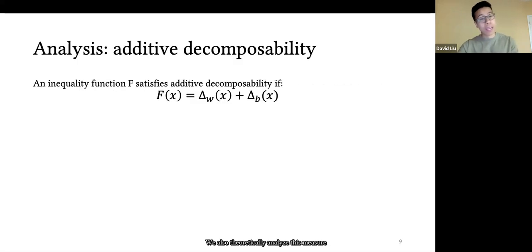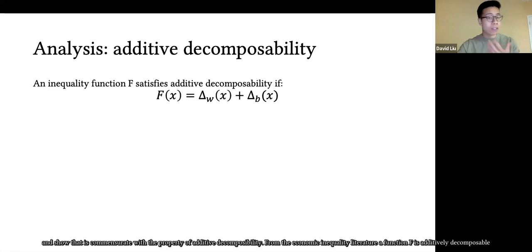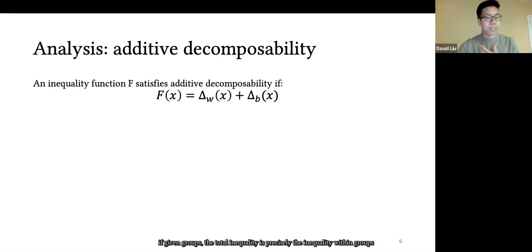We also theoretically analyze this measure and show that it is commensurate with the property of additive decomposability. From the economic inequality literature, a function f is additively decomposable if, given groups, the total inequality is precisely the inequality within groups added with the inequality that is between groups.